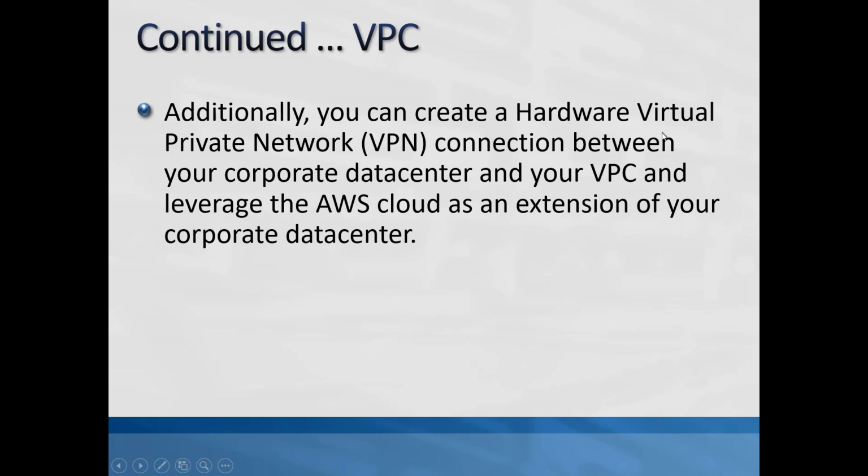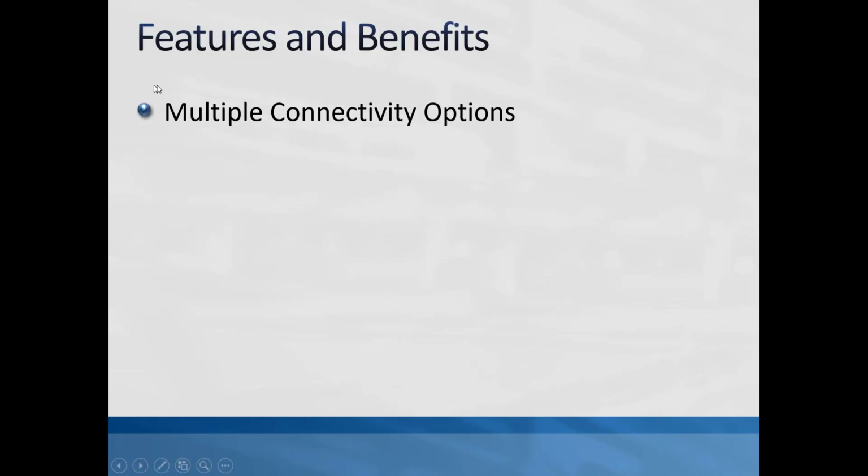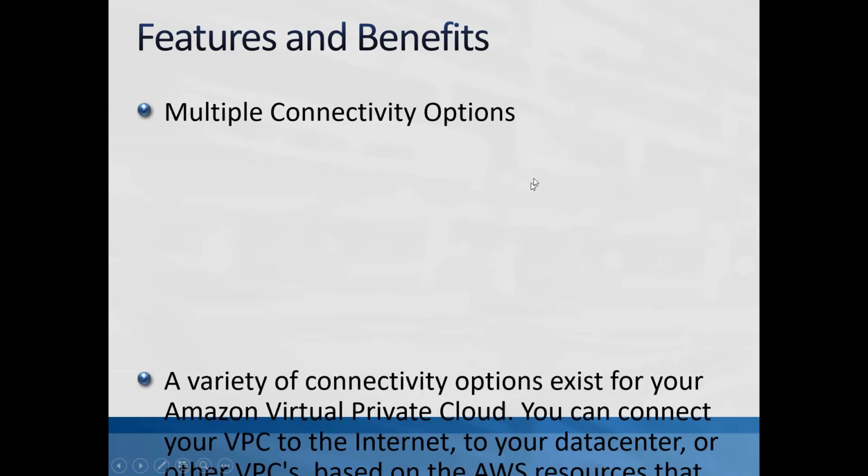Additionally, you can create a hardware virtual private network connection between your corporate data center and your VPC and leverage the AWS cloud as an extension of your corporate data center. So you can connect from your branch through VPN and to your AWS console as well. So about features and benefits, multiple connectivity options are there.